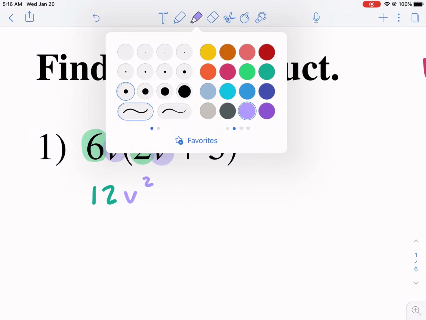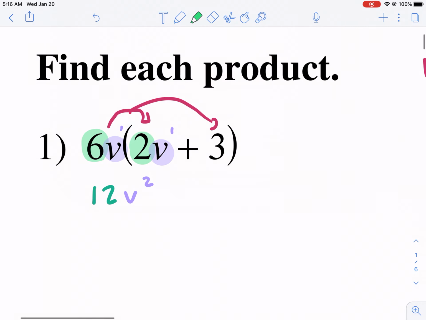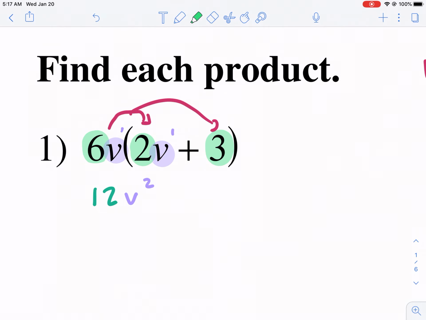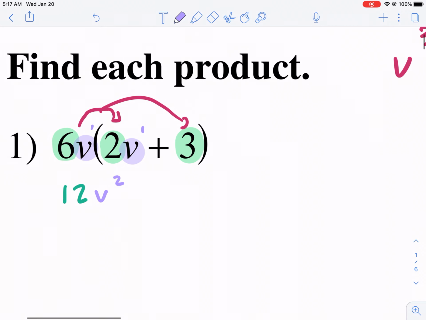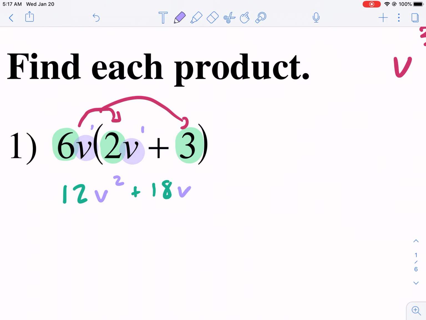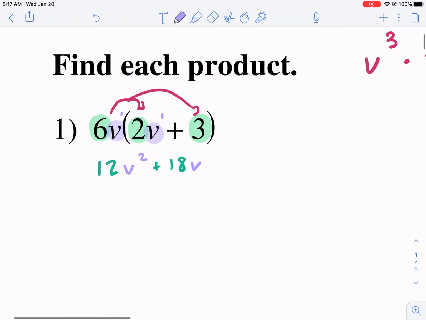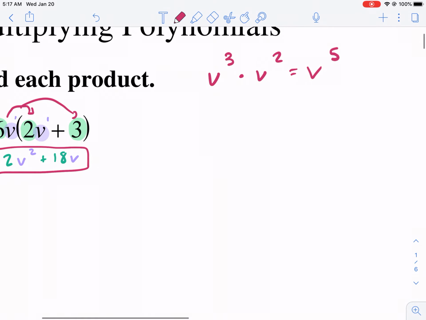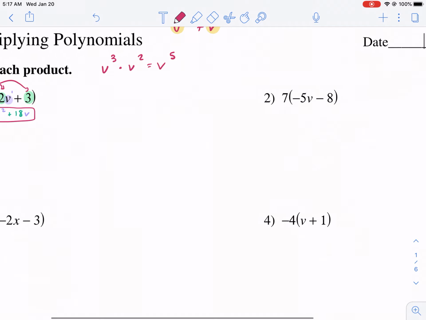Here we have the same situation with the coefficients, so to speak. It doesn't look like there's a variable. Technically, this could be written as v to the 0 power or just 3, but this is usually referred to as a constant. We just multiply 6 times 3, we get 18, but you cannot forget positive 18. And you cannot forget the v that is with the 6, so we leave it as 18v, and that's our final answer. Simply that.